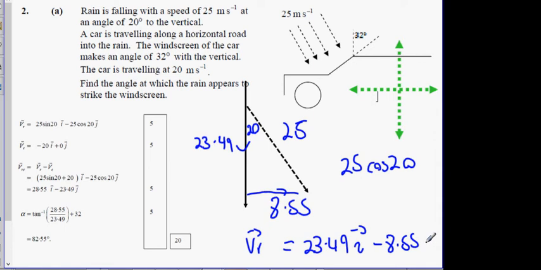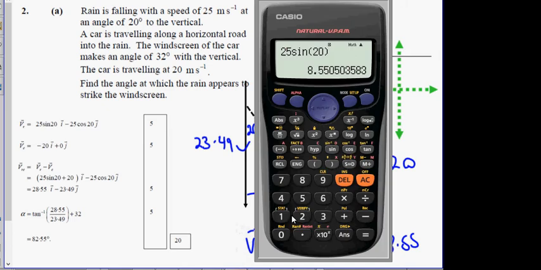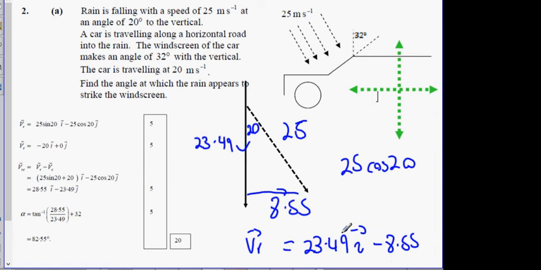Now, I'm just going to check 25 cos 20 again. I want to double check it. Seems a bit small. No, it's right, 23.49. Oh, it was sine, wasn't it? Ah, sorry, I got these mixed up. As in, it's 8.55 across. 8.55 is the I, and the J is minus 23.49 J. So you've got to make sure that it's in the right direction.